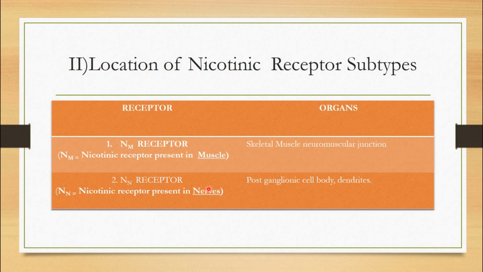So now these are the two types of nicotinic receptors. See, nicotinic receptors, as I said earlier, it is NM receptor and NN receptor. See, NM, M is in the subscript, which means present in muscle. You can remember in this way the location of the receptors, and NN, which means nerves. You see, it is located skeletal muscle neuromuscular junction, and it is in the postganglionic cell body and dendrites. So in this way you can remember the location of the nicotinic receptor subtypes.